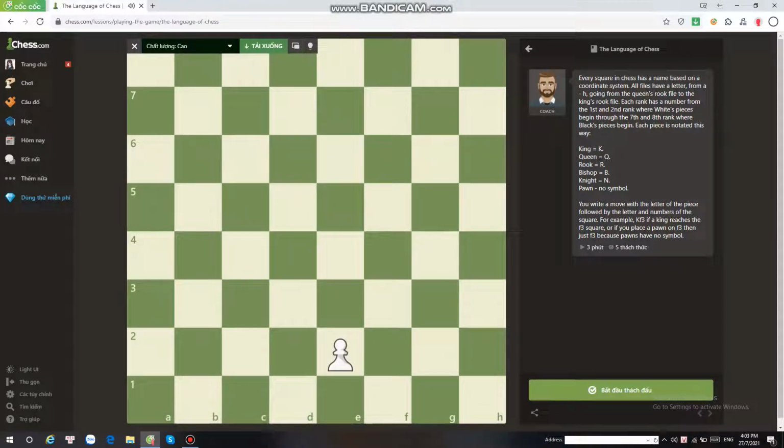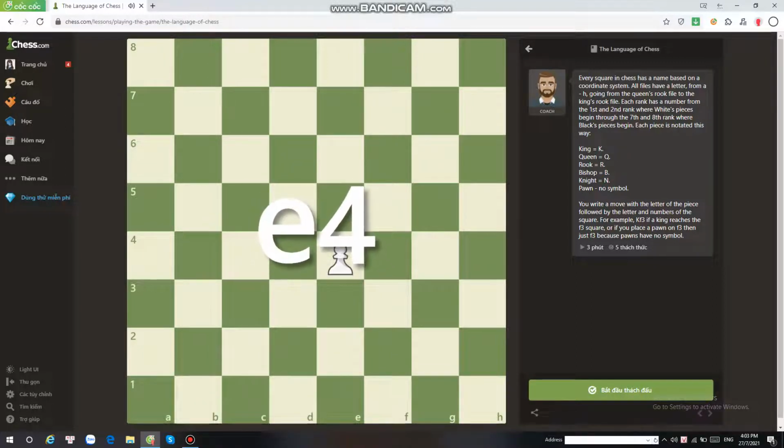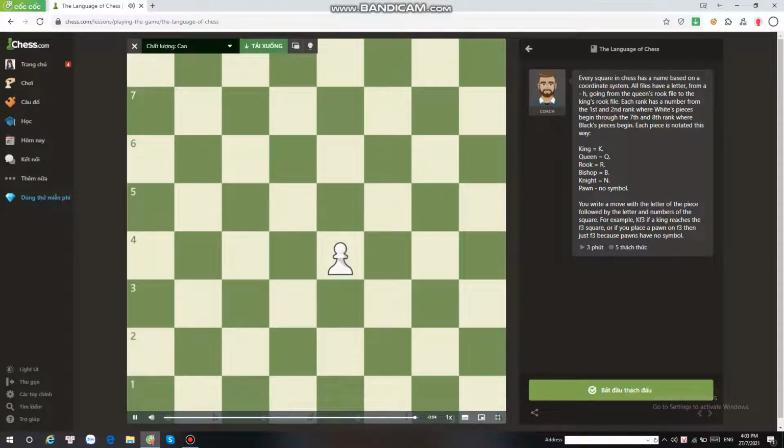Finally, you may think that pawns are a capital P. In this case, pawns are only written as the square that they move to. For example, after the move e4, the notation is simply the square the pawn moved to, e4. Now that you've learned the language of chess, it's your turn to practice using chess notation.